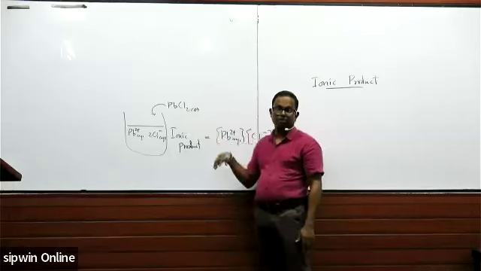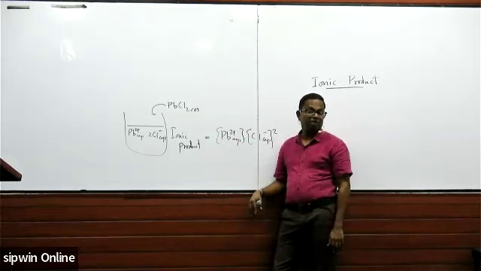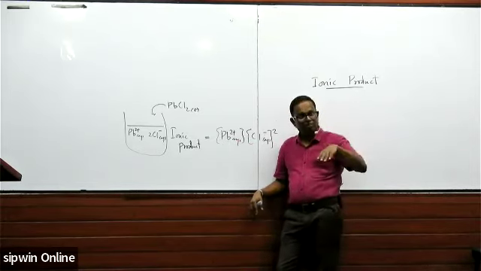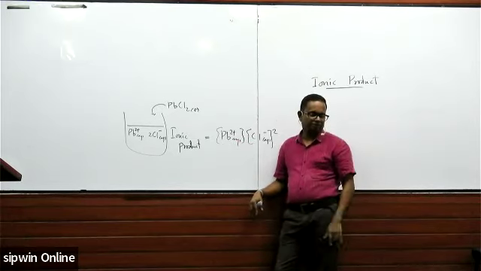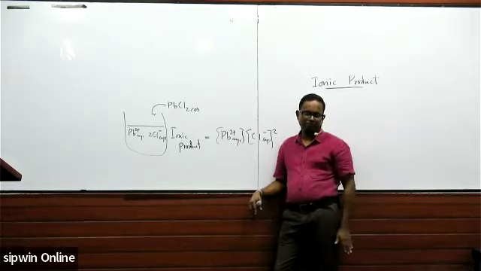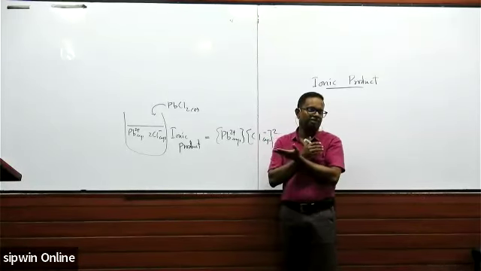I add further lead chloride, and it dissolves further. What happened to the ionic product? The ionic product increases, more than earlier. I add further, and the ionic product increases further. As I keep dissolving the lead chloride, the ionic product gradually increases and comes to a certain maximum. What does that maximum mean? It reaches saturation.